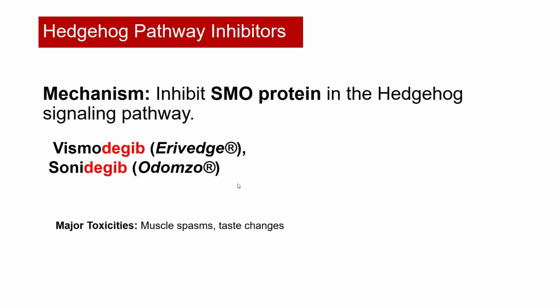Next one is the hedgehog pathway inhibitors. They inhibit the SMO protein, which is the smoothened protein. The important drugs here are vismodegib, which comes from hedgehog, and then sonidegib. This is not a very commonly tested question, but just keep it in mind. All these drugs again come as oral because they are small molecule inhibitors.